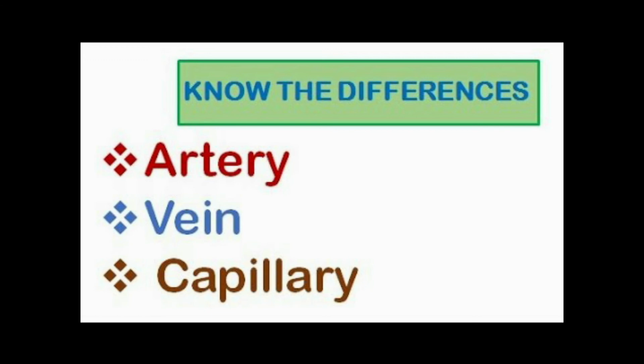Now we will see different types of blood vessels. Mainly there are 3 types of blood vessels. Blood vessels are tube-like structures which take the blood from one place to another. So there are 3 types of blood vessels: artery, vein and capillary. So now we will see one by one.